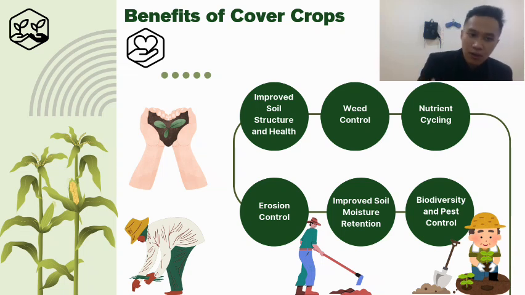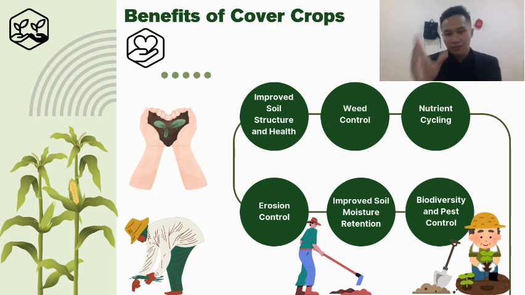We have improved soil moisture retention. Their root systems create channels that allow water to move more freely, and the organic matter they add helps the soil retain moisture, which can be especially beneficial during dry spells. Last but not least, we have biodiversity and pest control. A diverse array of cover crops can attract beneficial insects such as pollinators, which reduces the need for chemical pest control. Thank you.